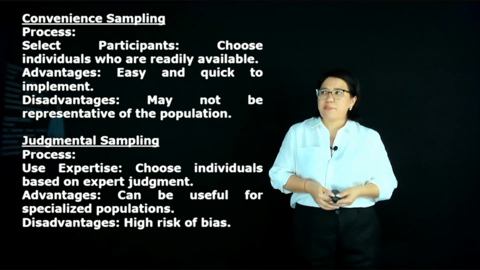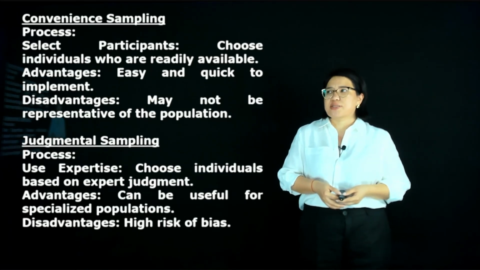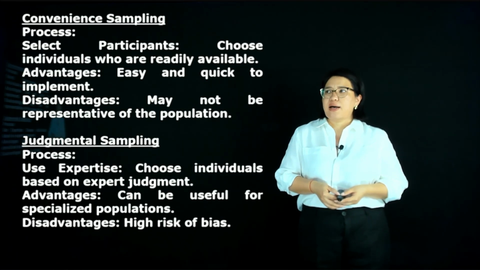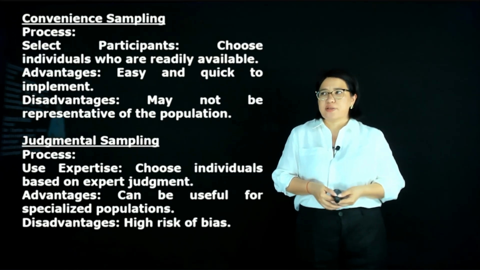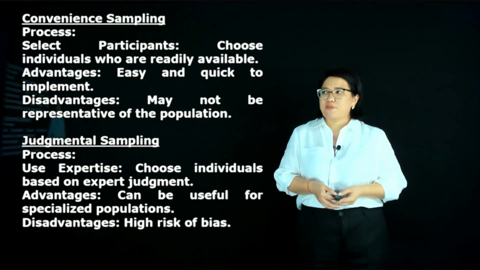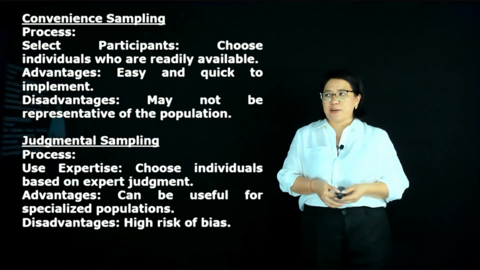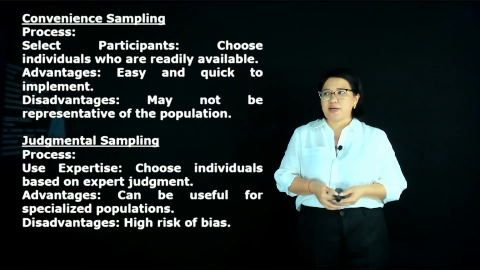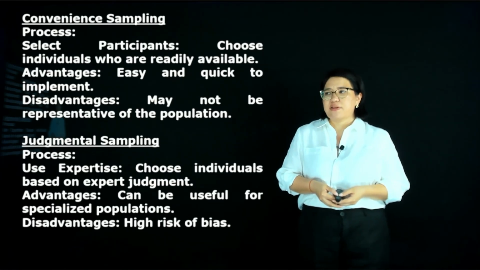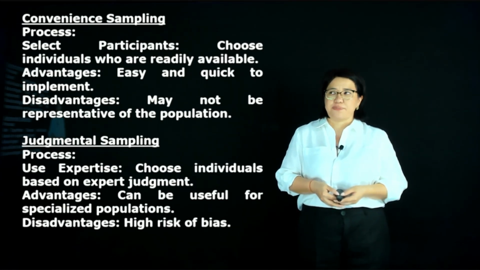Convenience sampling is a process where you choose individuals who are readily available. The advantage is that it is easy and quick to implement. The disadvantage is that it may not be representative of the population. Judgmental sampling is a process that uses expertise, choosing individuals based on expert judgment. The advantage is that it can be useful for specialized populations, and the disadvantage is a high risk of bias.